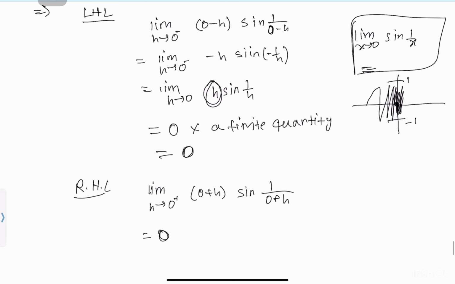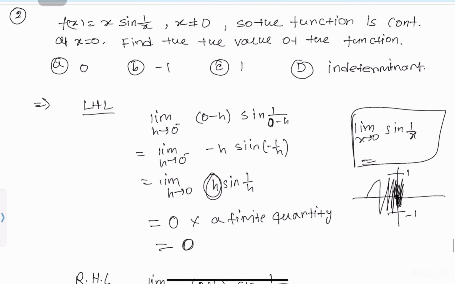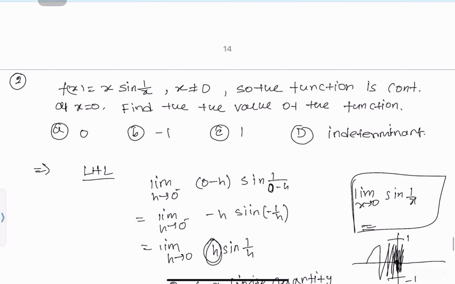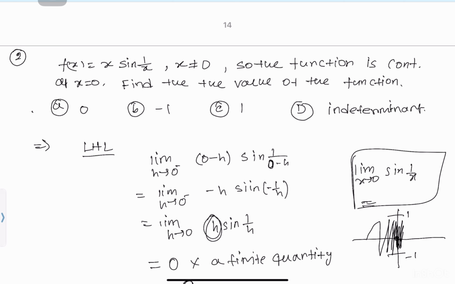Clear? So I can say that since the right hand limit and the left hand limit are equal, this is also equal to f of a, where a is 0. So f of 0, since all are equal to 0, the corresponding functional value, which the question asks us to find, should be equal to 0. So the correct option is a.